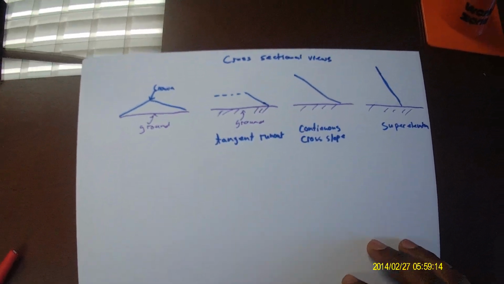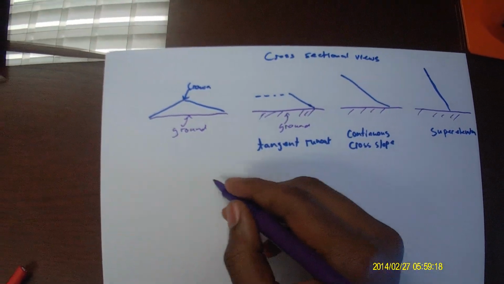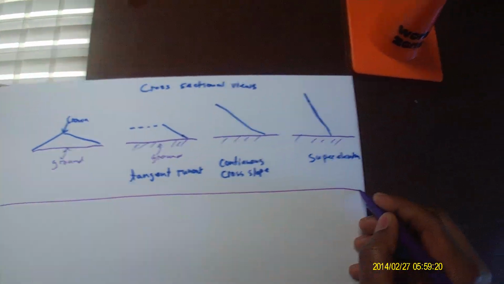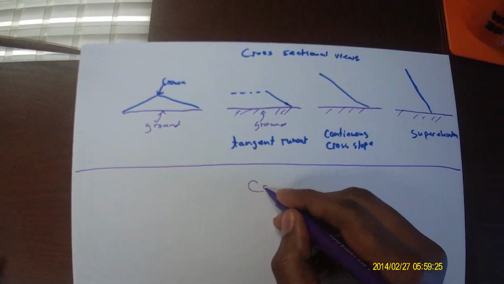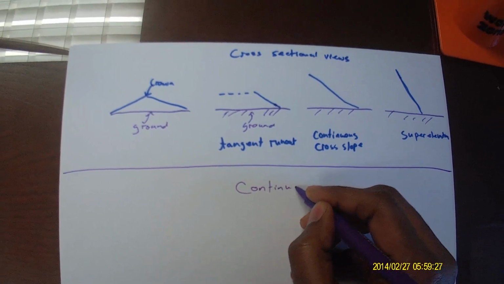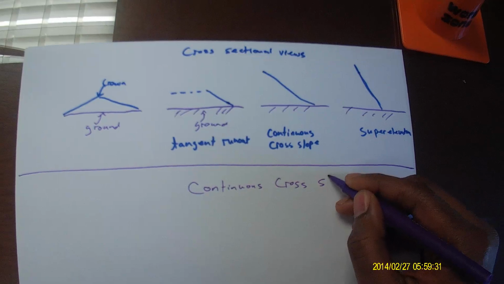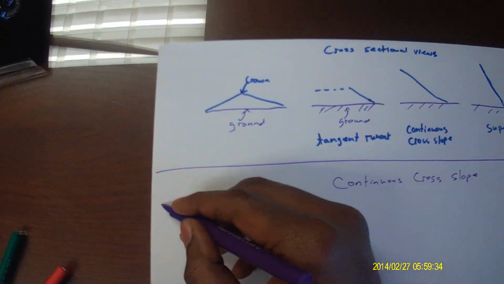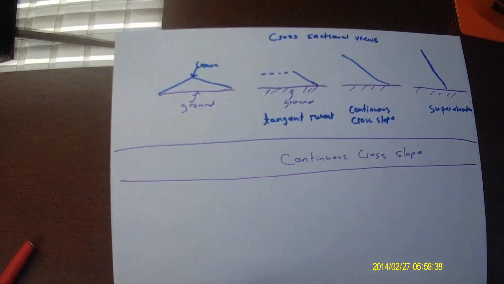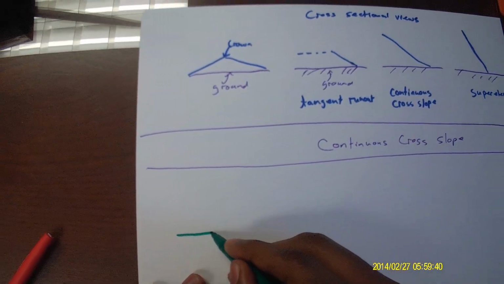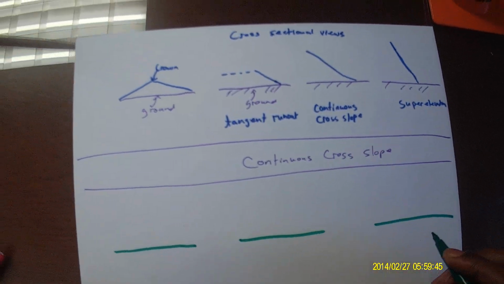But let's just take it from the continuous cross slope, because it may not always look exactly like that. Here's the reason why. When you have a continuous cross slope, when you finally get to that stage, you really have three options. Option 1, option 2, and option 3.